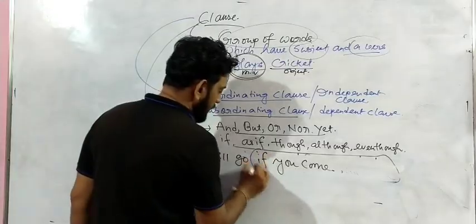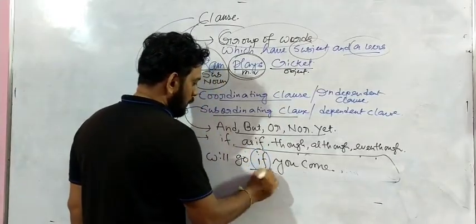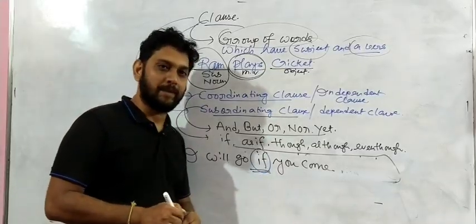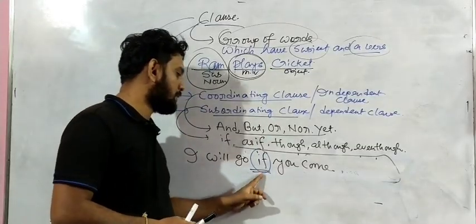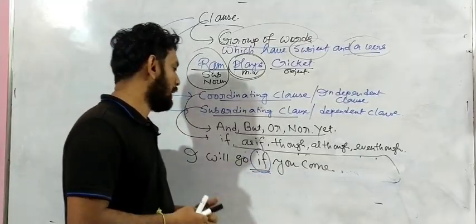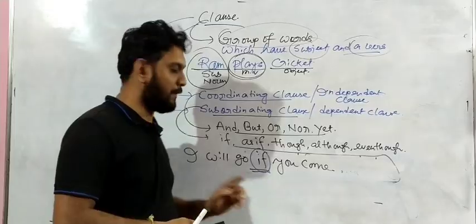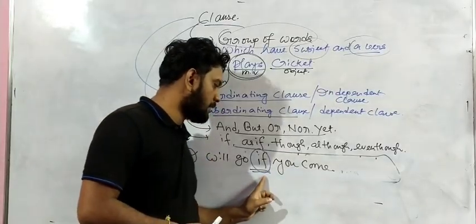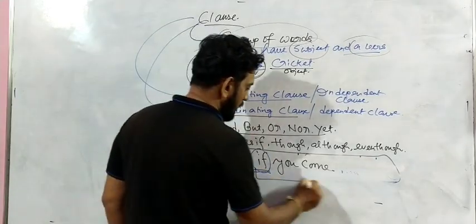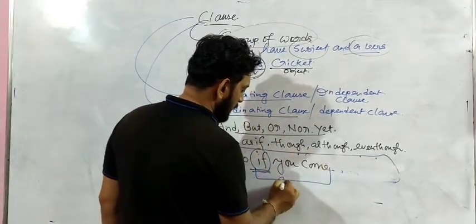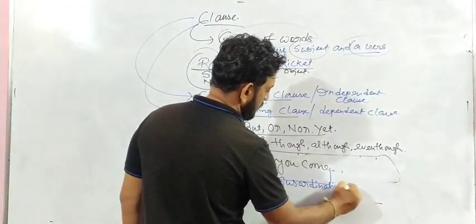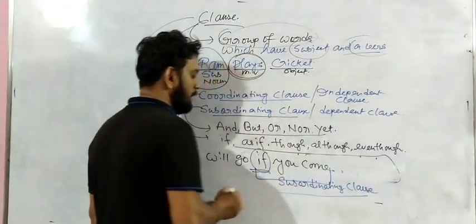You see this if. If I ask you, what is the function of if over there? Yes, you will tell me, sir, it is a subordinating conjunction. Very good. And this subordinating conjunction makes a subordinating clause. From if to come, it is known as a subordinating clause. Got my point? Subordinating clause.